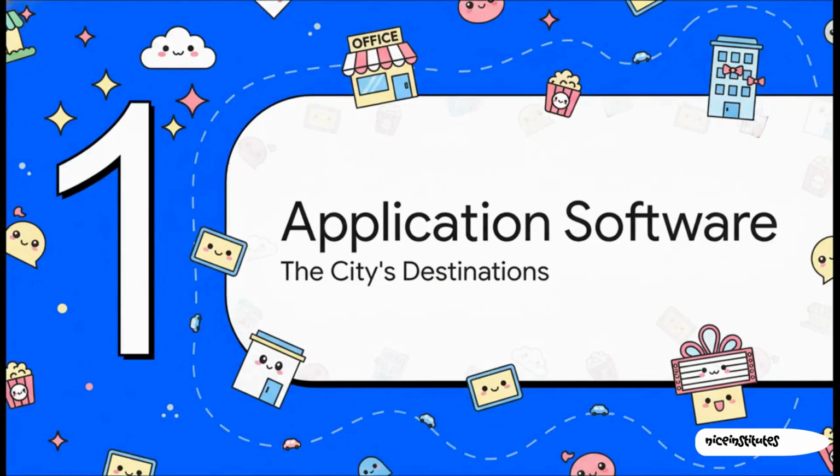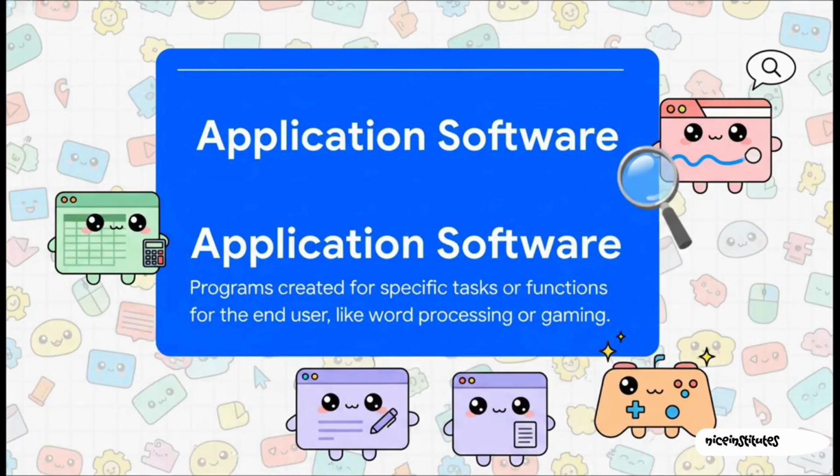Okay, first up, application software. These are the places you know you're going to in your digital city. They're the storefronts, the offices, the movie theaters, all the destinations where you go to get specific things done. So here's the key takeaway. Application software, or apps as we all call them, are specialists. A spreadsheet app, its whole job is to crunch numbers. A web browser is built to browse the web. Each and every program has a single, focused purpose, and it's designed specifically for you, the person using it.